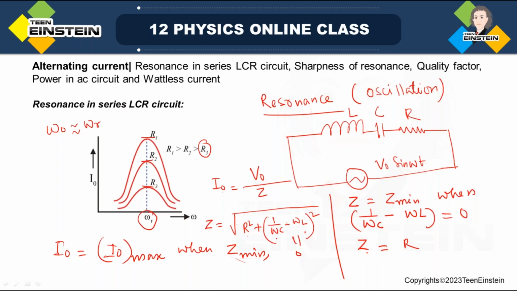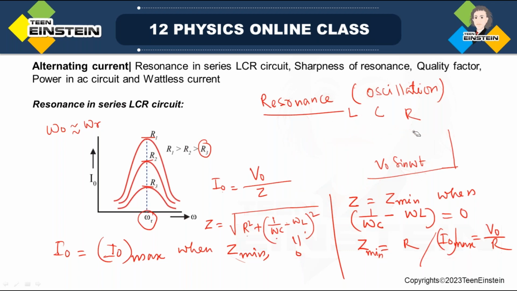So this is the minimum impedance actually, and then the current will be maximum. What will be the current then? I0 max will be simply V0 by R. So we are now concerned with the condition.